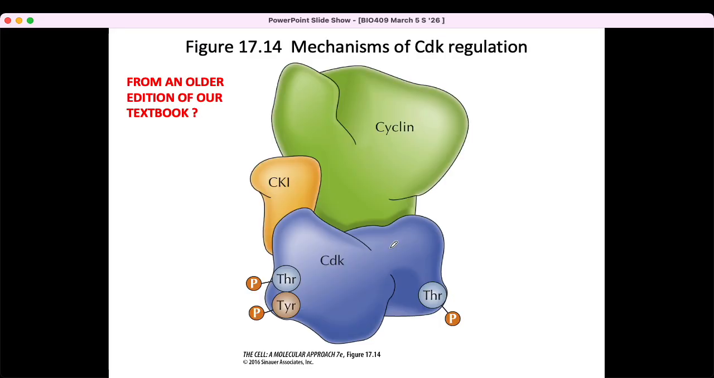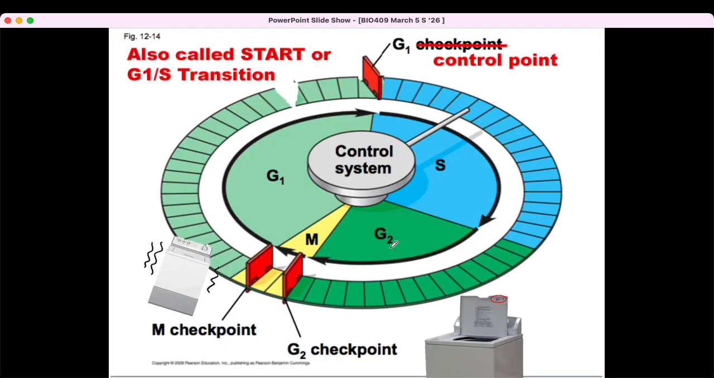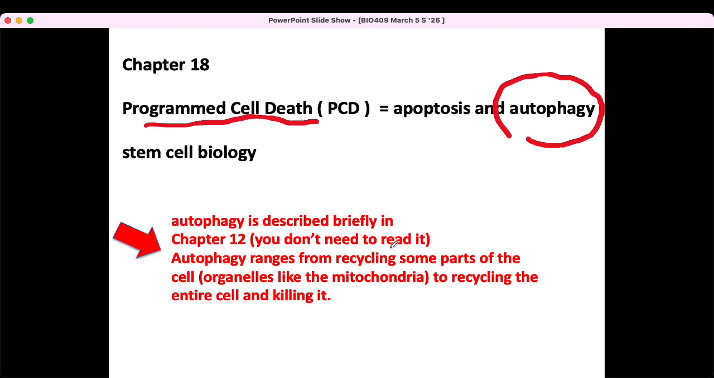So that's an example from the book about how the book kind of dives into some stuff in more detail than we would want to. Okay, great. Because I think we're now at the end of that chapter 17, and we can start talking about programmed cell death and stem cells. So do people have any questions about where we're at right now?